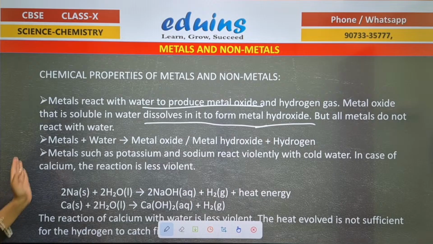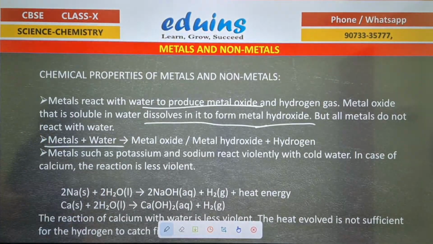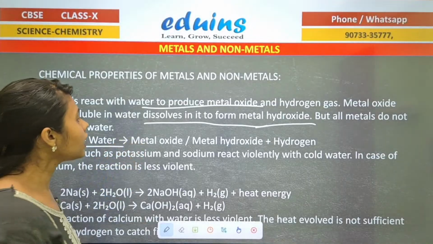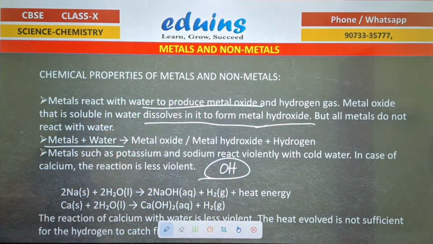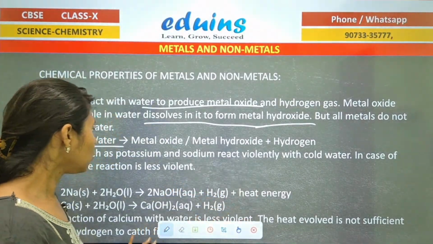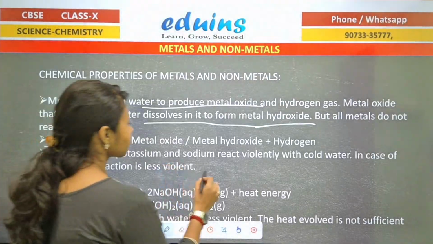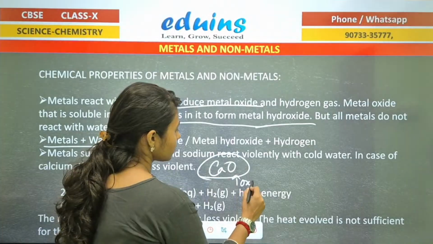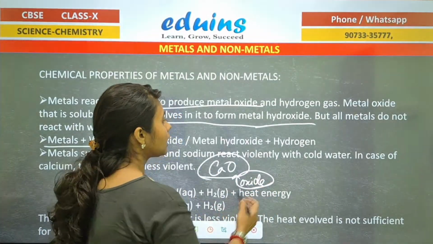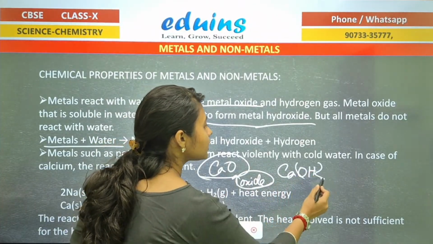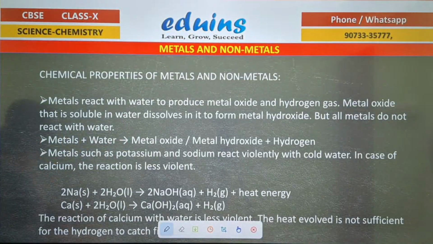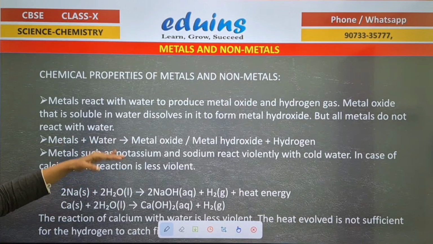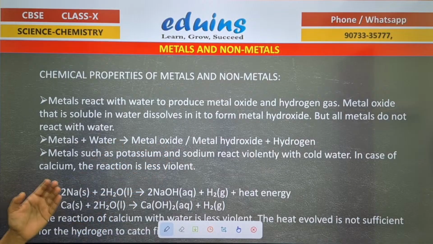Okay, now, metals plus water, which metals react with water? Then it forms metal oxide or metal hydroxide. So what is hydroxide? The formula which has OH, that is the hydroxide. Plus hydrogen. So we know that CaO is the oxide, this is calcium oxide, okay? And Ca(OH)2, this is the hydroxide. So this is the difference between oxide and hydroxide. Hydroxide means OH is present in the formula. So now, metals plus water produce metal oxide or metal hydroxide plus hydrogen gas.